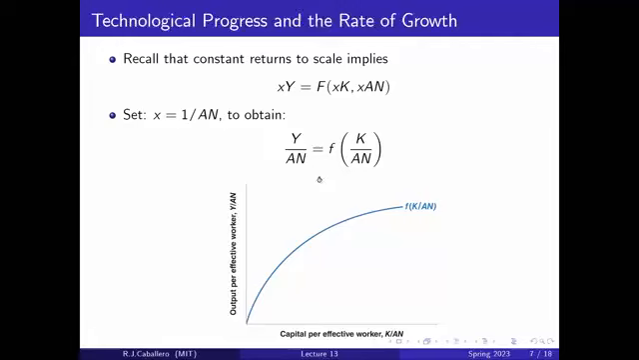And so output per effective worker is also going to be the same little function f of capital per effective worker. And what is nice of this is that now, rather than plotting y over n, I'm going to plot y over an. Rather than plotting k over n, I'm going to plot k over an. And the blue line looks exactly like it used to look. It's just that I'm dividing by a times n.